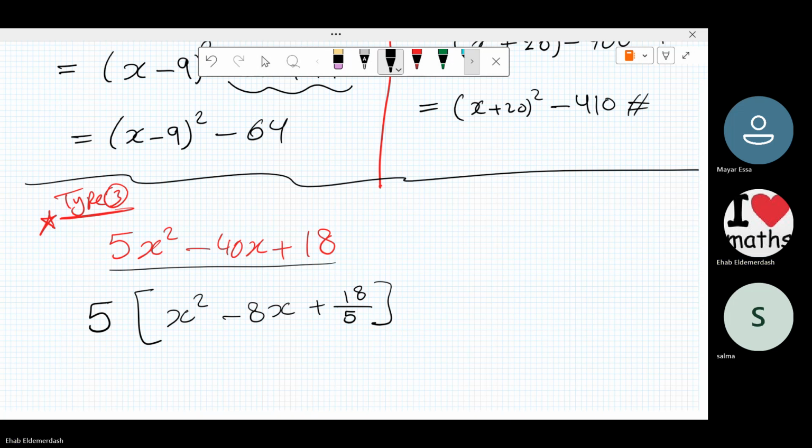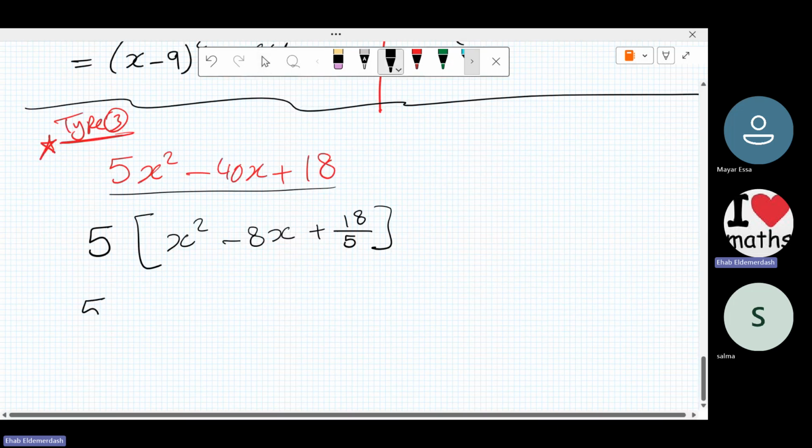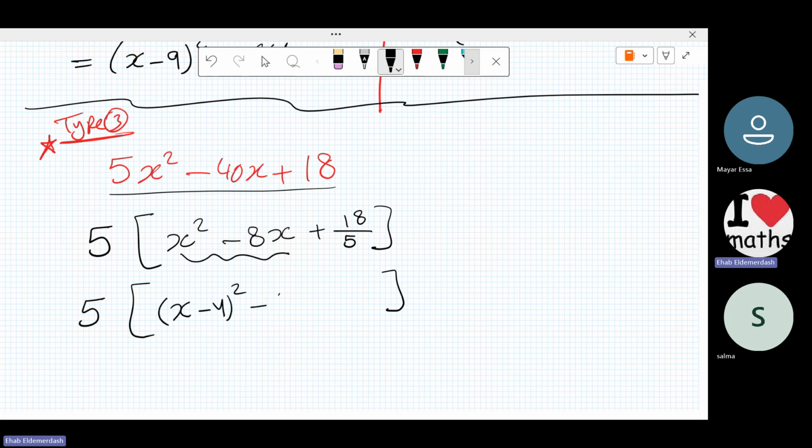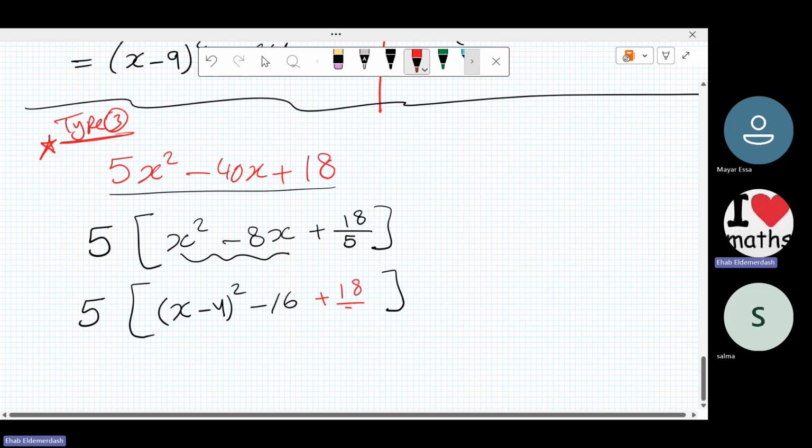Now, ما فهمتش. لا, it's not necessary, just it's there. We just make a divide by 5. We keep it back by this one. Now, we are returning back to the second level. Once I took the 5 out, I will rewrite the question as follows. 5, this bracket out, and I will deal with this 2 as I used to do. So what will happen? X minus 4 squared minus 16. There is like 18 over 5. I have to keep it. I don't have to do anything with it.